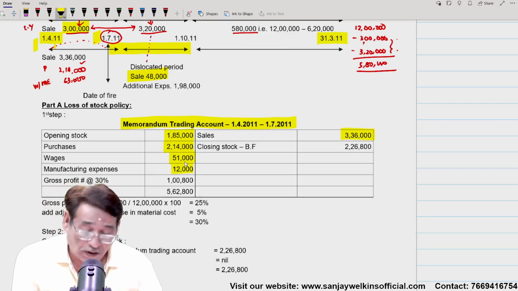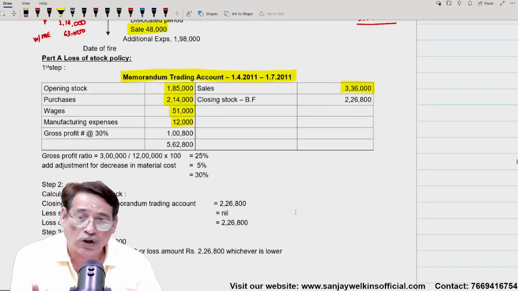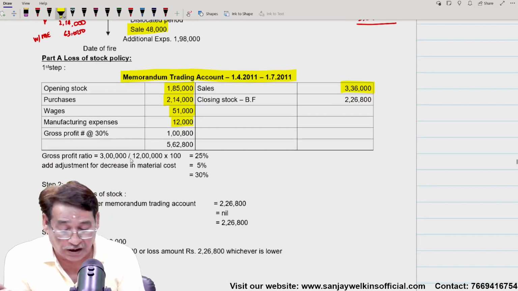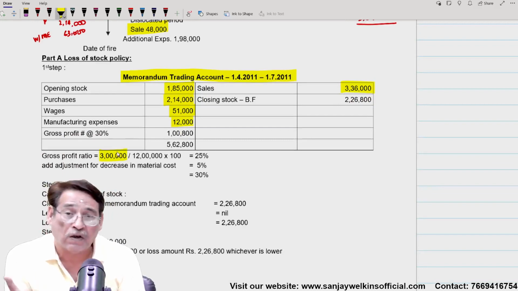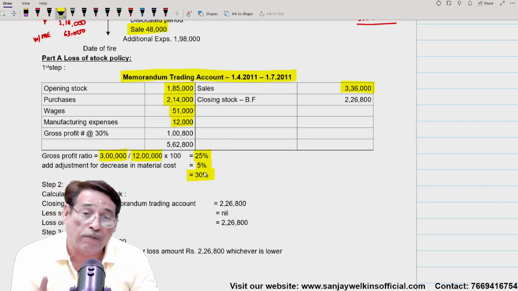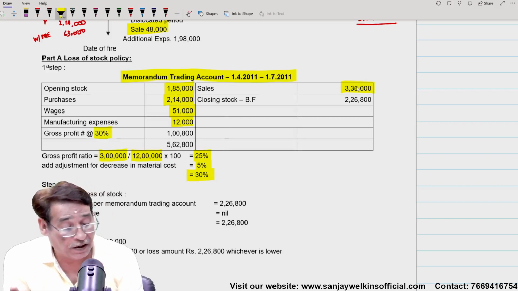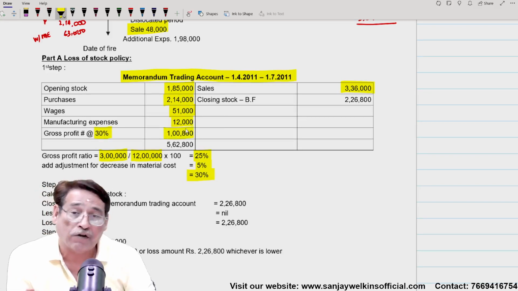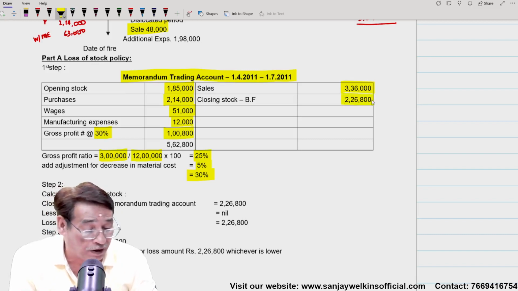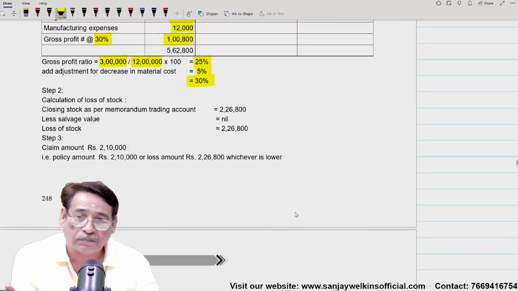Now, last year gross profit rate, we will look into the trading account. In the trading account, 3 lakh is the gross profit and 12 lakh is the sale. So our gross profit rate of last year will be 25%. This time we will add 5%, so total gross profit rate will be 30%. We will apply 30% to 3,36,000 to get gross profit. Then we will have the closing stock as balancing figure.